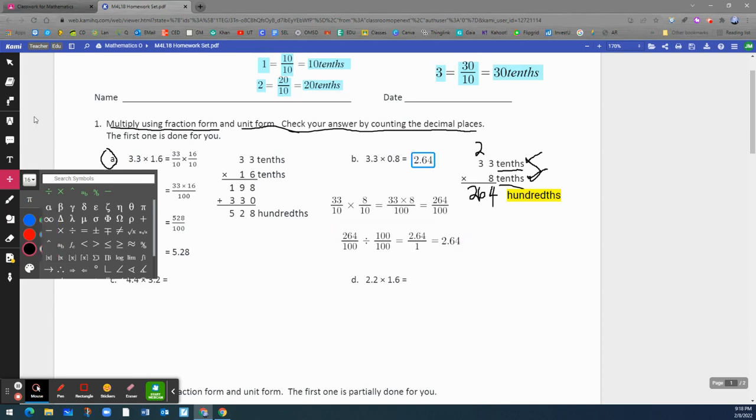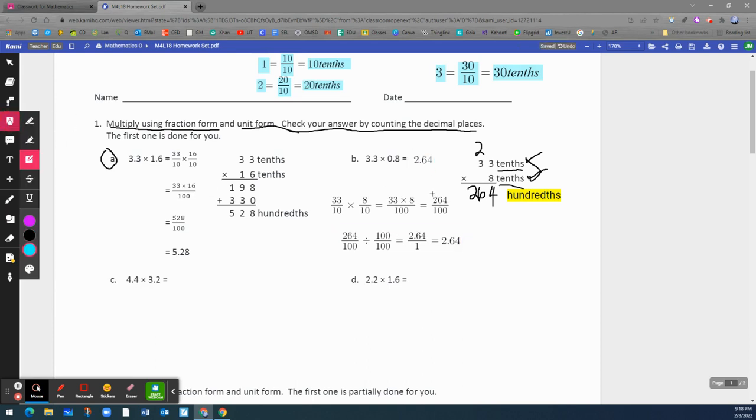So notice that we showed the answer in different ways here. We showed the answer in fraction form, we showed the answer in unit form, and now we have the answer in decimal form. Make sure you rewind this video if you need assistance.